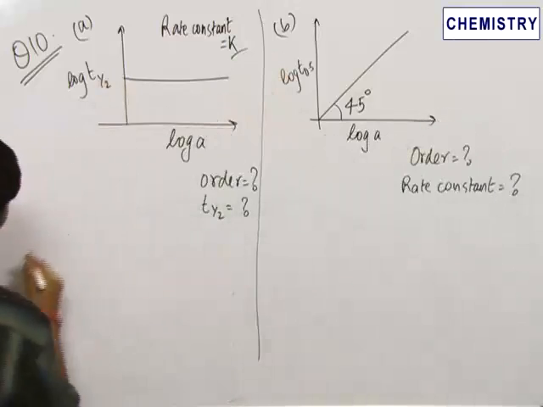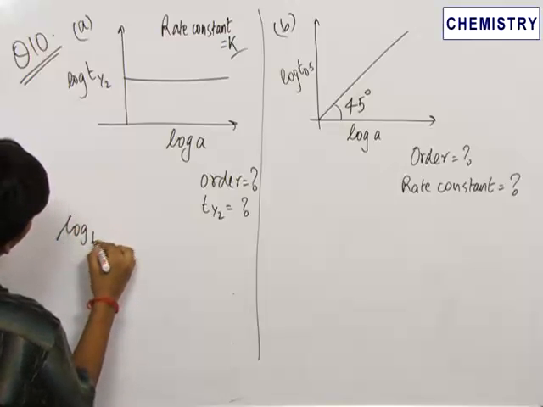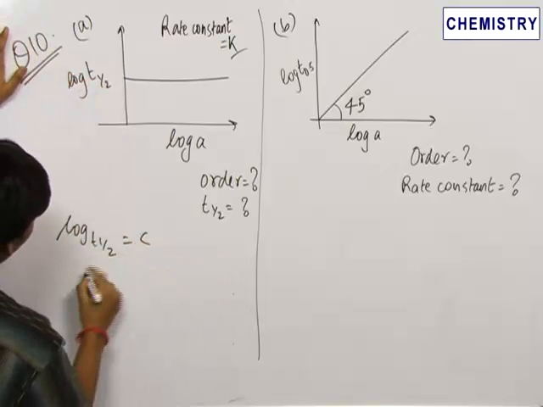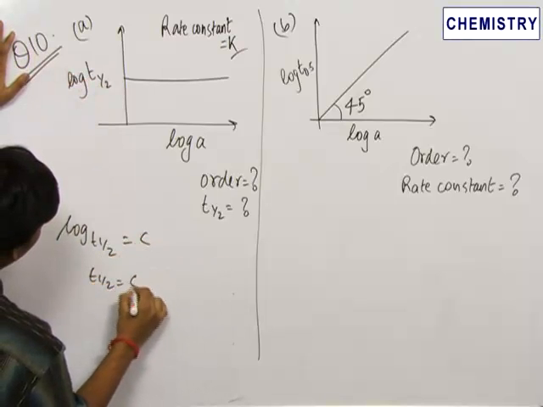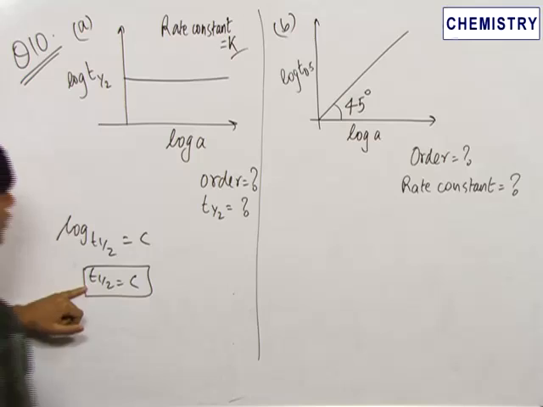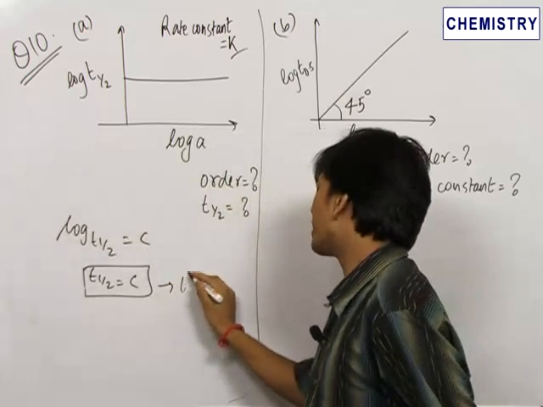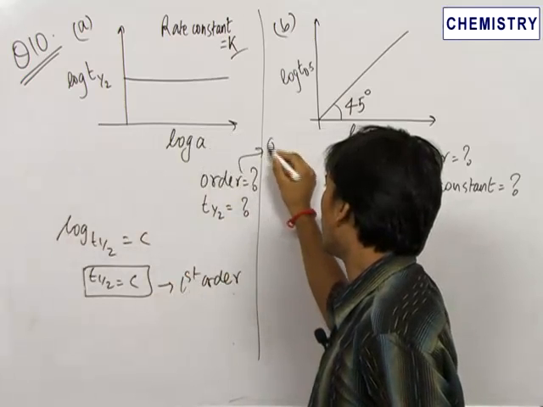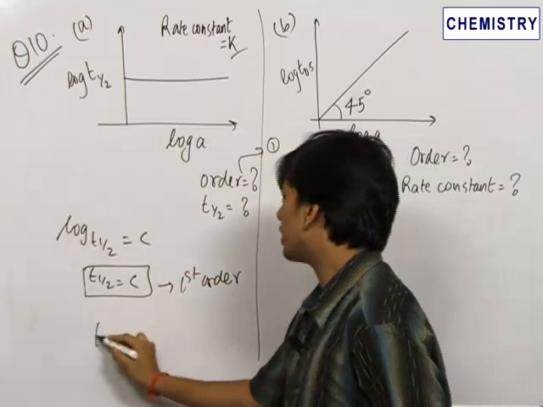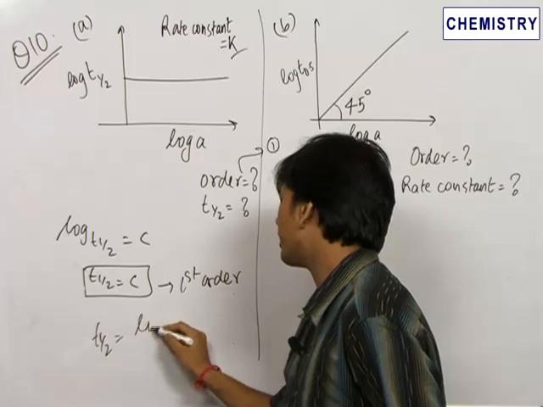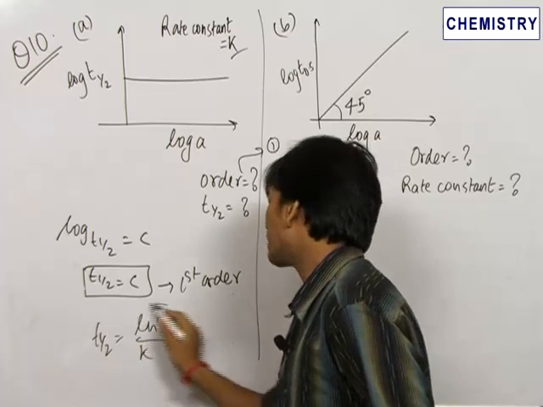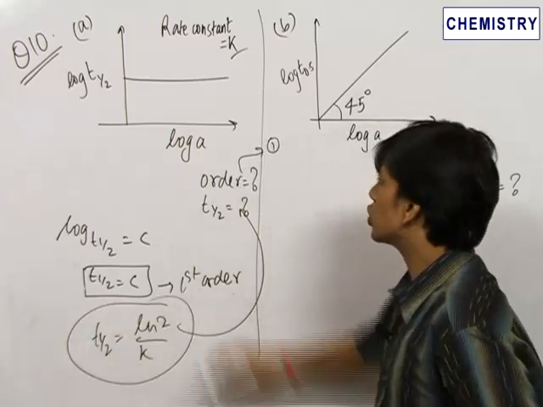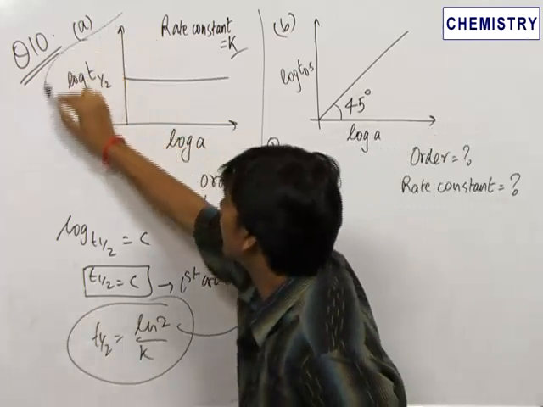So here we see that log of T half is equal to a constant, which is the equation of this line. Therefore, from this we get that T half is equal to a constant. We know that T half is constant for a first order reaction. Therefore, we get the answer for this part as order equal to 1. Now T half, we know that for a first order reaction is equal to ln 2 upon K. So our answer for T half comes out to be equal to ln 2 upon K. So we now know that the graph is like this.